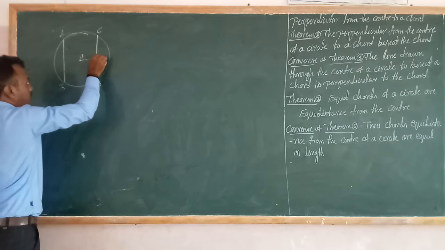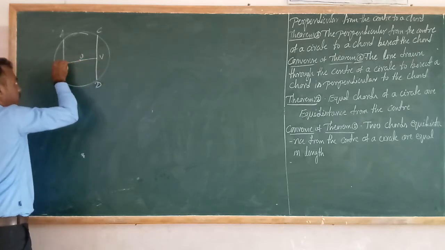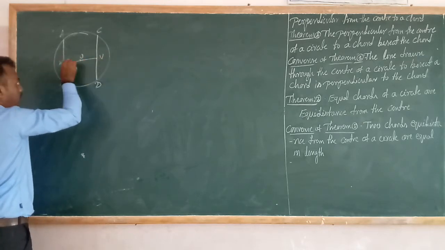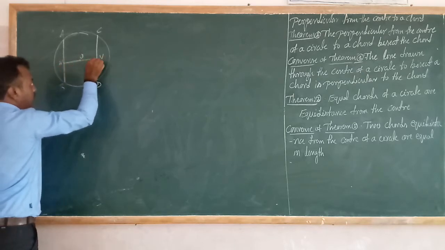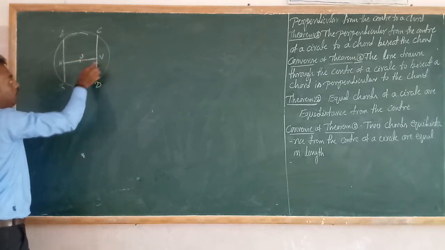So this is N and this is M. That means OM and ON are equal to each other. That one we have to prove. OM and ON are equal.